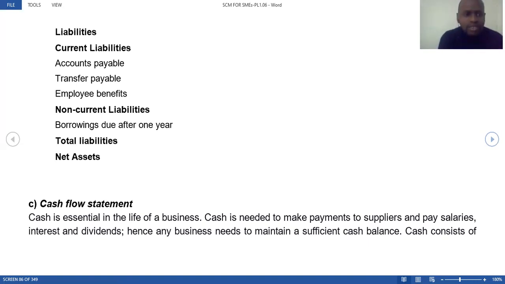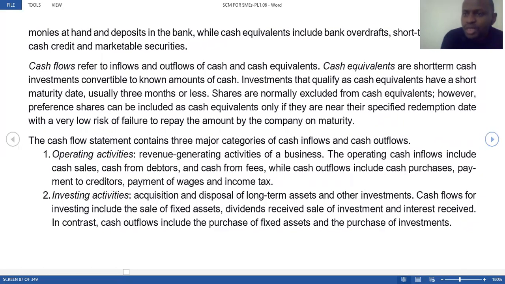Then you also have the cash flow statement. Remember, we are saying cash is very essential in the life of a business because it helps you to make very critical payments to suppliers. You also pay your salaries, and you also pay the dividend that you owe to your shareholders. Therefore, it is important to calculate the cash flow statement for the business so that you know exactly what you have in form of cash.